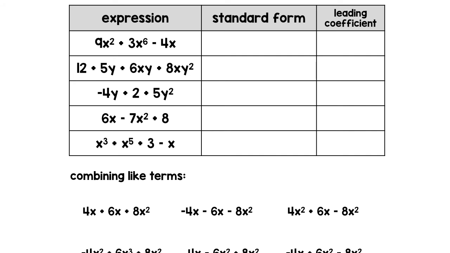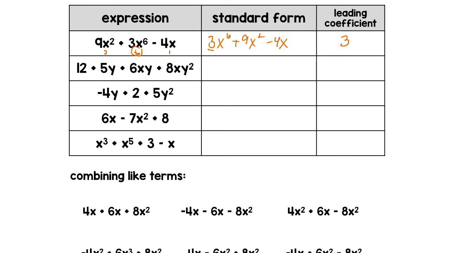So first we see what the degrees are. We've got 2, 6, and 1. We write them in order. 3x to the 6th plus 9x squared minus 4x. That's in order. The degree of this is 6, like we saw from here. Leading coefficient is the very first number, so that's 3.